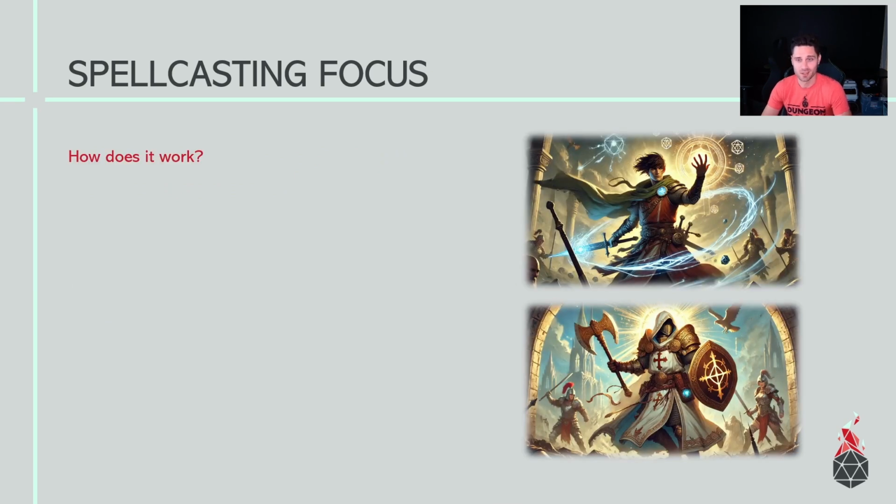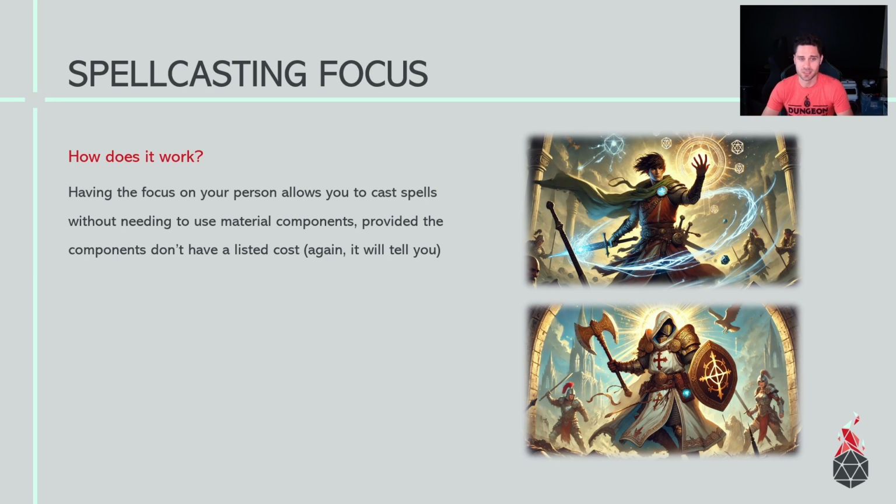How do these work? Having the focus on your person allows you to cast spells without needing to use the material components, so that would be the M category, provided the components don't have a listed cost. Again, the spell will tell you. You will see in parentheses something like 50 gold, or Revivify is a common one, that's 300 gold worth of diamonds. It will specifically tell you if there is a cost associated with it. If it just says something like a feather with no cost associated with it, your spellcasting focus will cover that feather. You do not need a feather to cast a spell as long as you're using your focus to cast it.